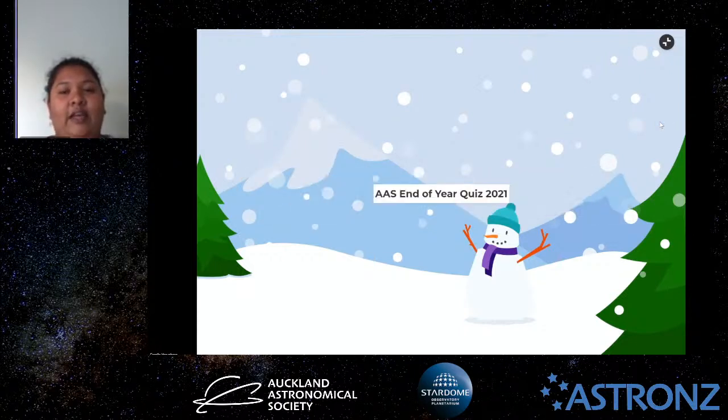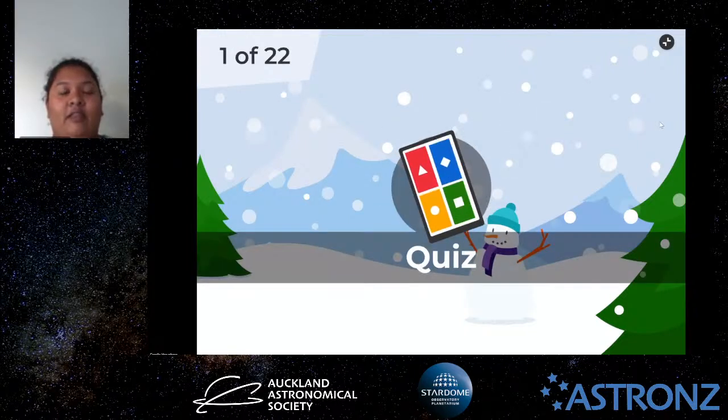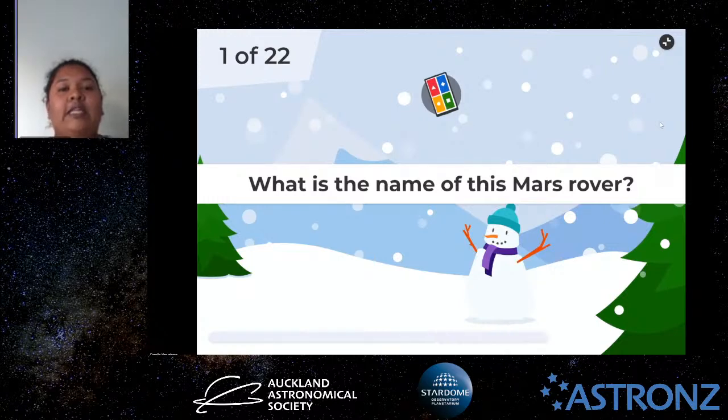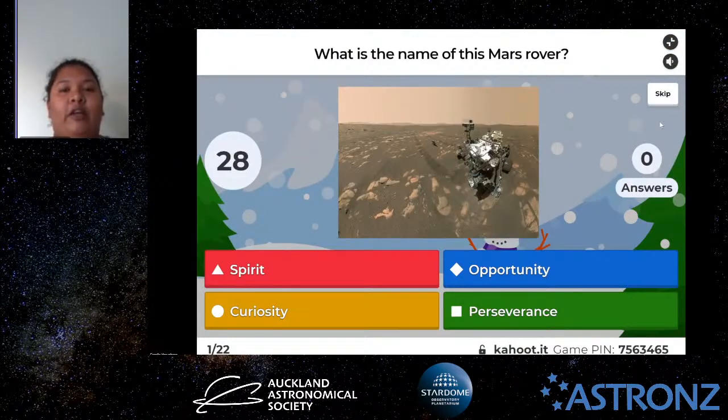All right, so here is our first question. We're starting off. So what is the name of this Mars rover? So have a look at this image I've given you. You've got about 24 seconds left to join in, to answer this. Oh, and you've got 4 options: Spirit, Opportunity, Curiosity, or Perseverance. A few more seconds left to go.